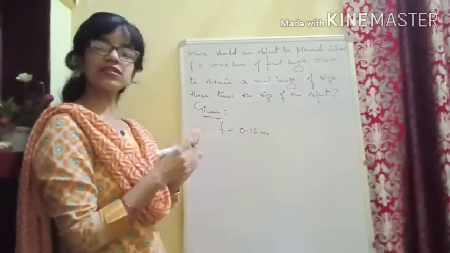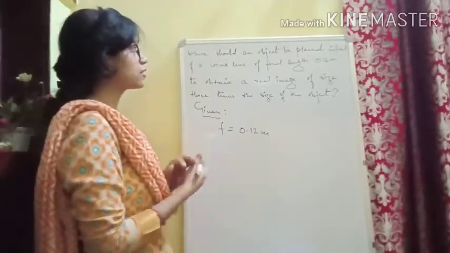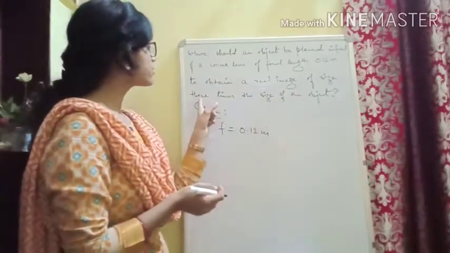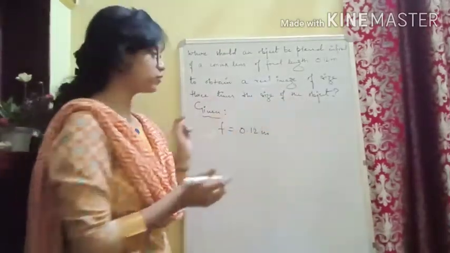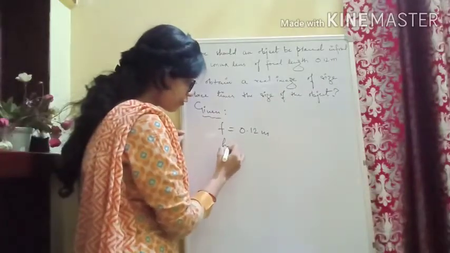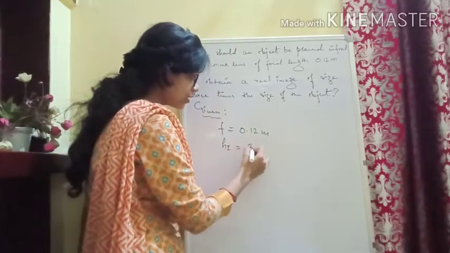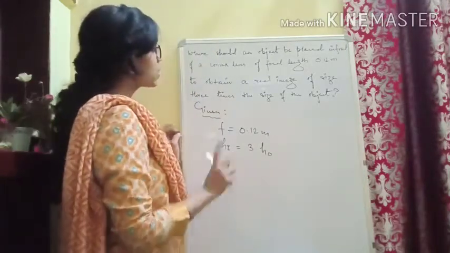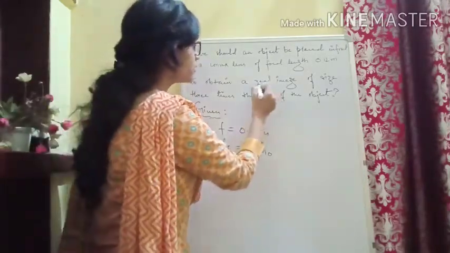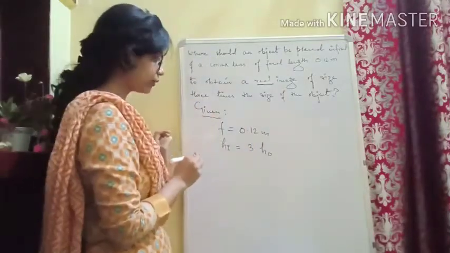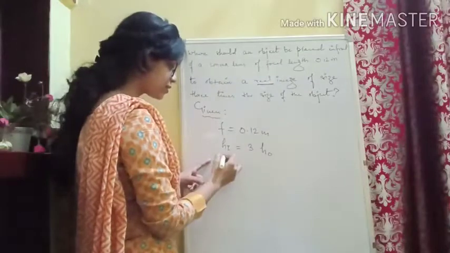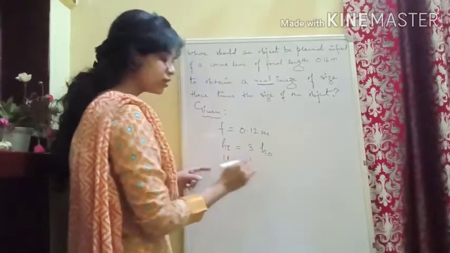For a convex lens, the focal length is positive, whereas it is negative in a concave lens. To obtain a real image of size 3 times the size of the object, the size of the image is 3 times the size of the object. That's what they are saying. And by the way, keep in mind that the image formed is real. Now we have to calculate U. Where should an object be placed? That means we have to calculate U.